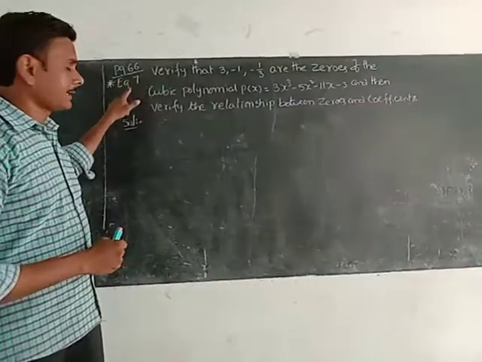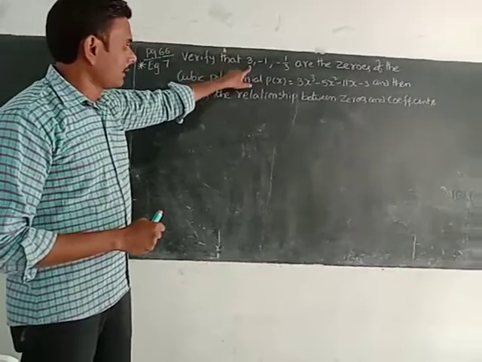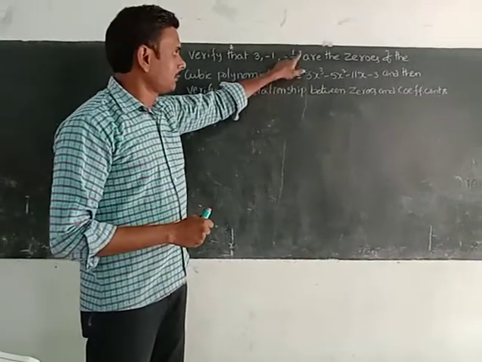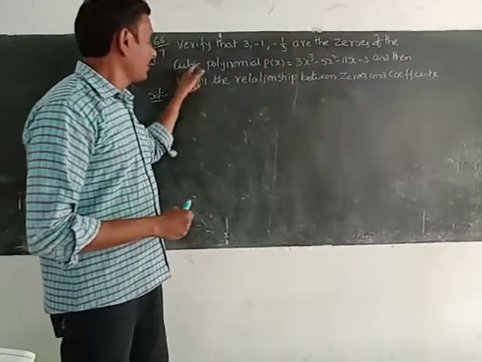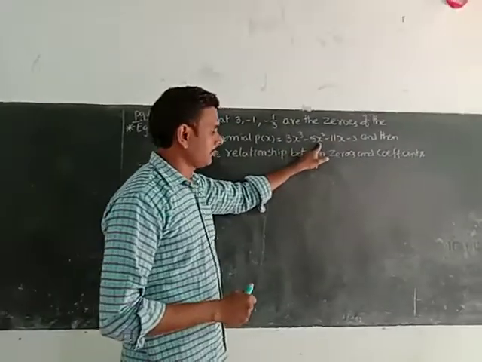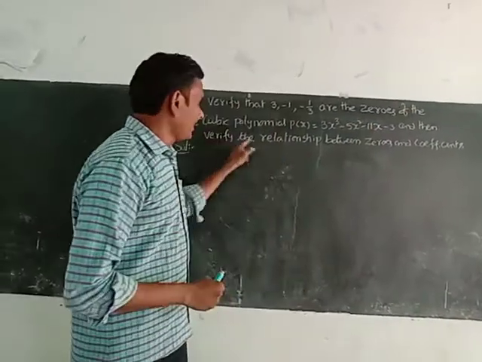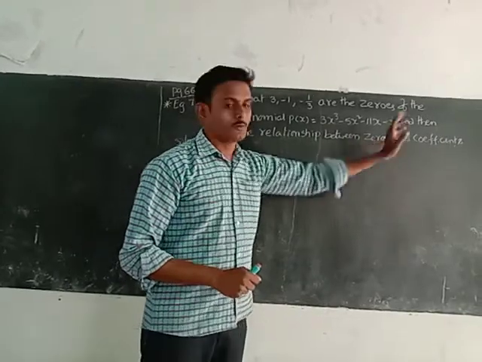Page number 66, example 7. Verify 3, minus 1, minus 1 by 3 are zeros of the cubic polynomial p of x equal to 3x cube minus 5x square minus 11x minus 3, and then verify the relationship between the zeros and coefficients.